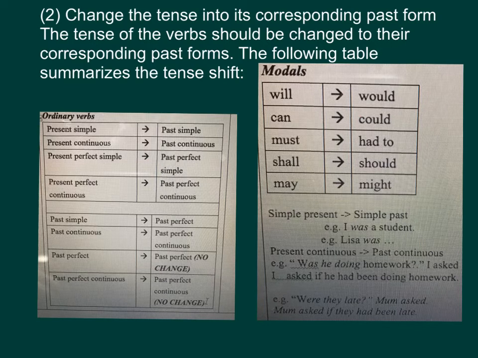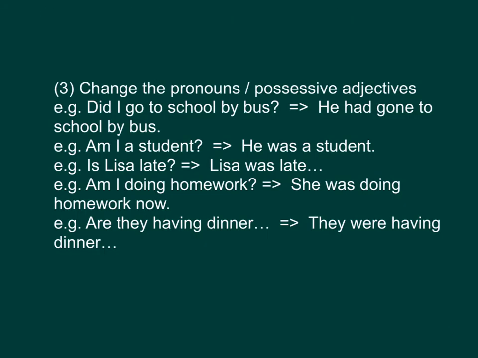For example, Were they late? Mom asked. You can change it to: Mom asked if they had been late. For the third step, you can change pronouns or possessive adjectives. For example, I went to school by bus becomes he went to school by bus. I was a student becomes he was a student. Lisa was. And I was doing homework becomes she was doing homework. They were having stays they were having.